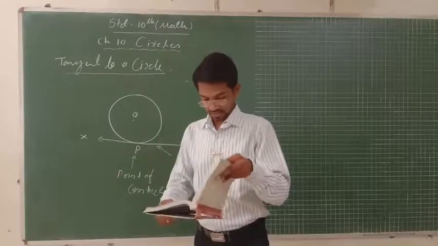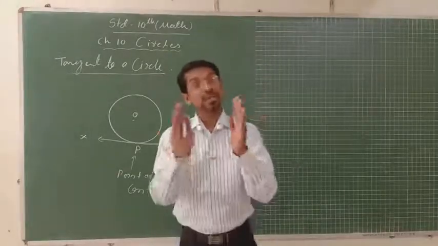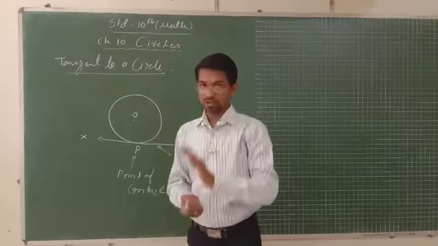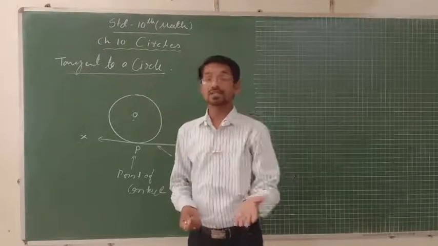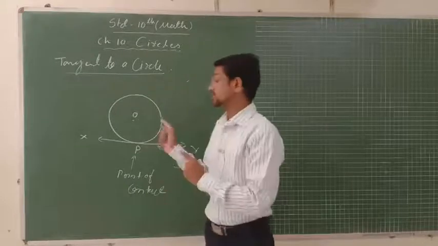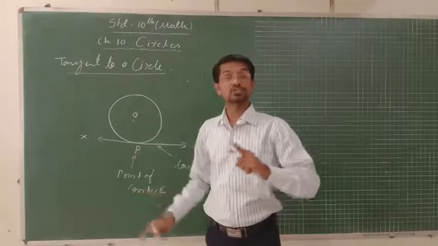So, what is the difference of tangent and secant? Tangent touches a circle at one point, or we can say intersects a circle at one point, and a secant is a line which intersects a circle at 2 points. That is called what? Secant.